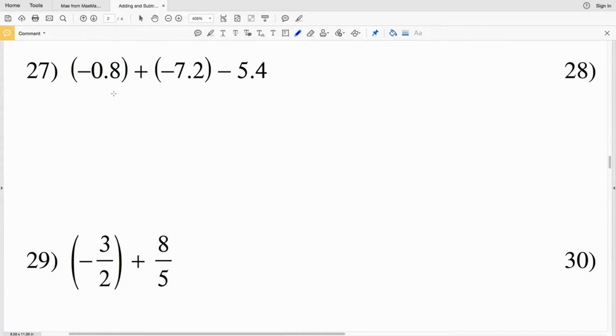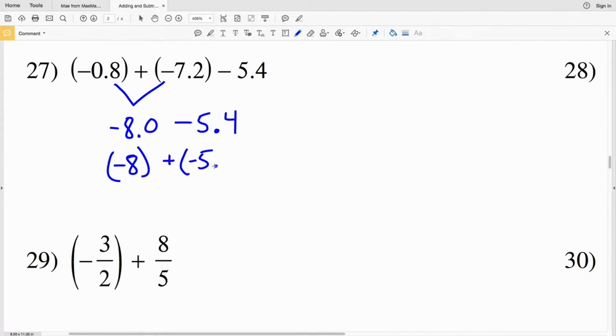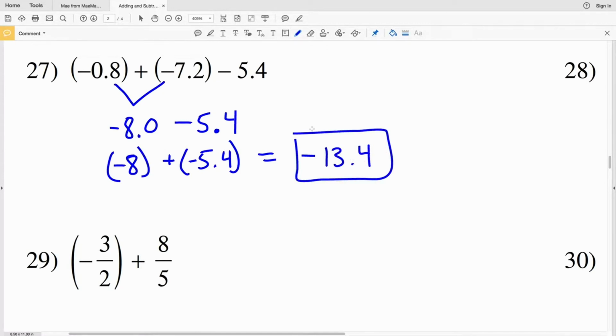Number 27, let's go ahead and combine these first two negative terms with addition. Negative 0.8 plus a negative 7.2 is going to be a negative 8.0, or just a negative 8. And then we still have to subtract a 5.4. Negative 8 minus 5.4 is the same as saying negative 8 plus a negative 5.4. So that'll give us a negative 13.4. And that's our answer for number 27.